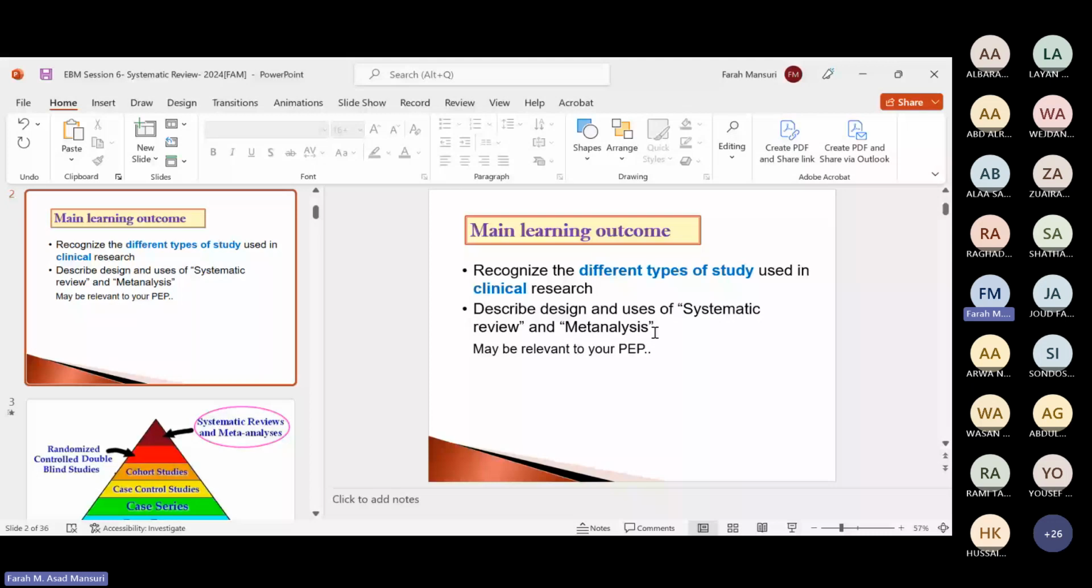This topic is important because you are also exposed to your PE, P2, and you are working on it. So this systematic review will help you in actually designing and carrying out your review article in the PAP2.